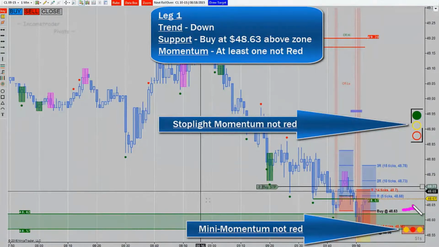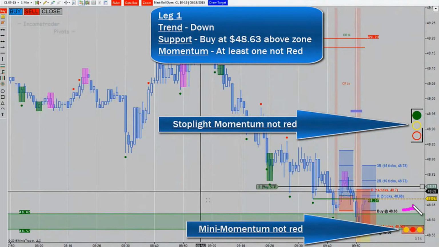So what we're going to do to evaluate whether we actually have a buy here or not is we're going to ask ourselves three things: trend, support/resistance, and momentum. Currently, the trend is down. Basically, what we're trying to do here is pick a bottom of this move in a downward trend. And then we have to go on to support.